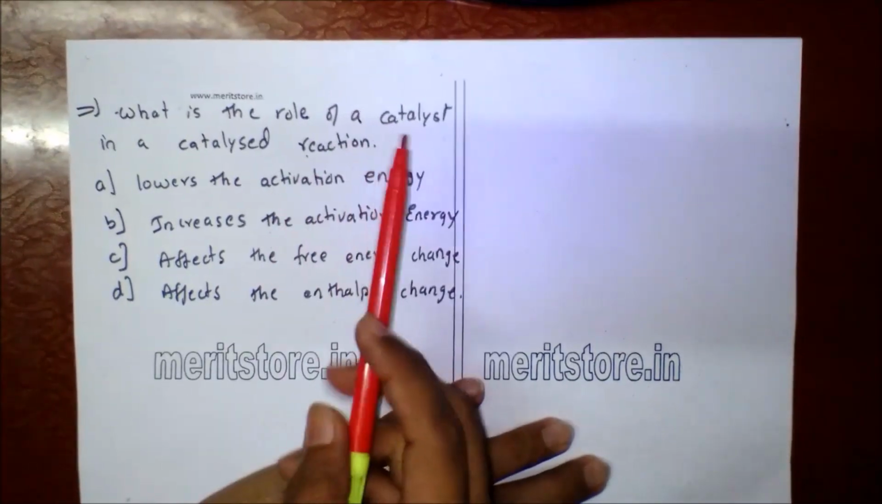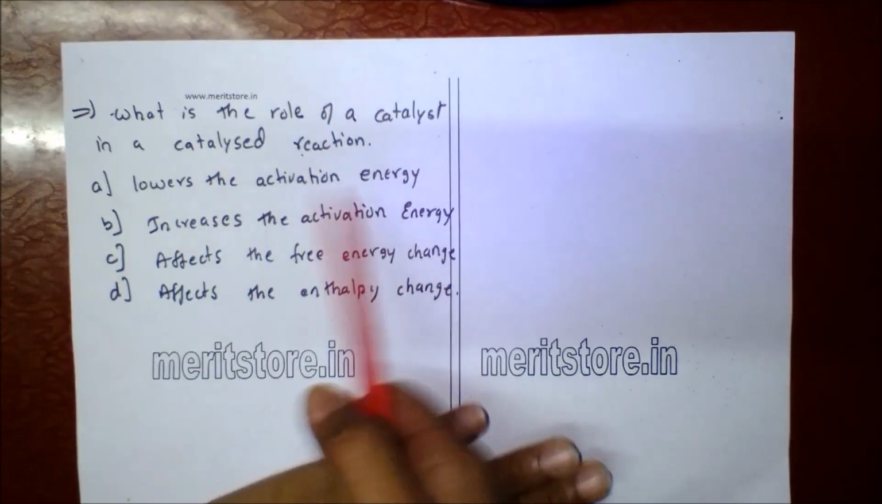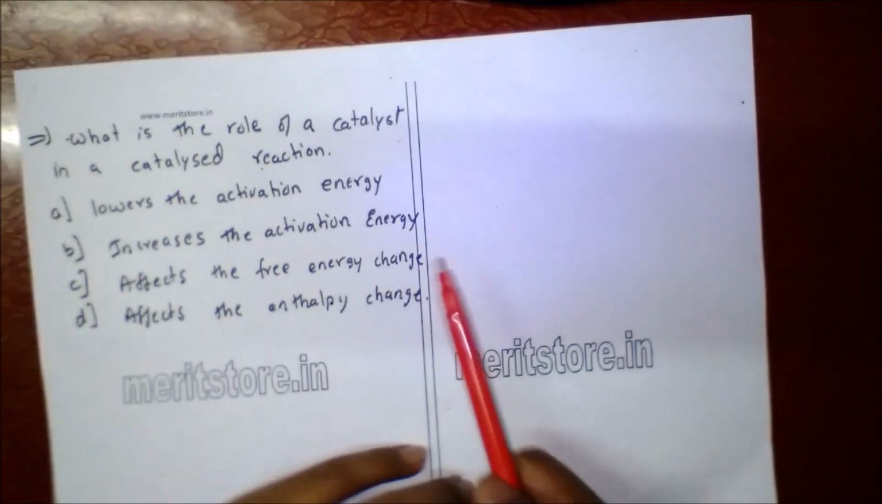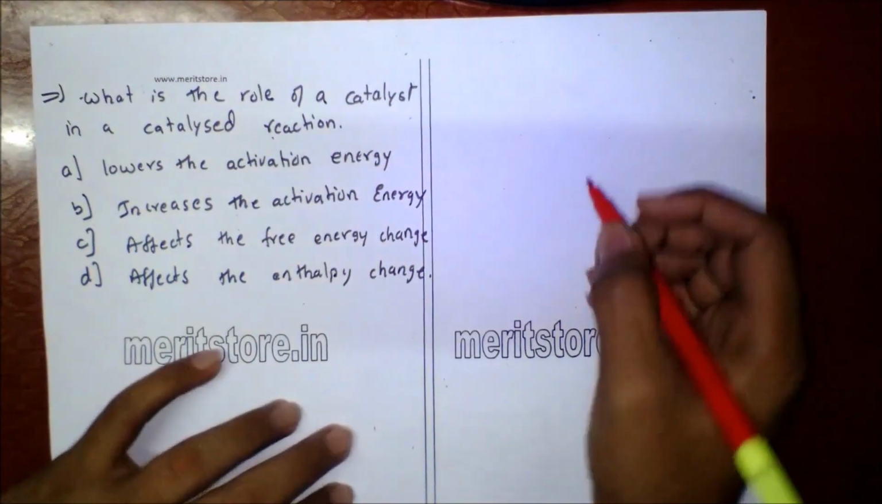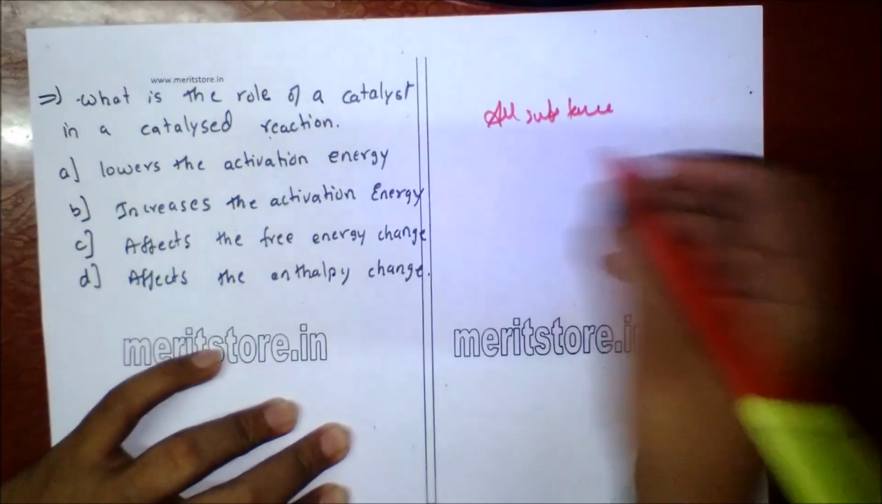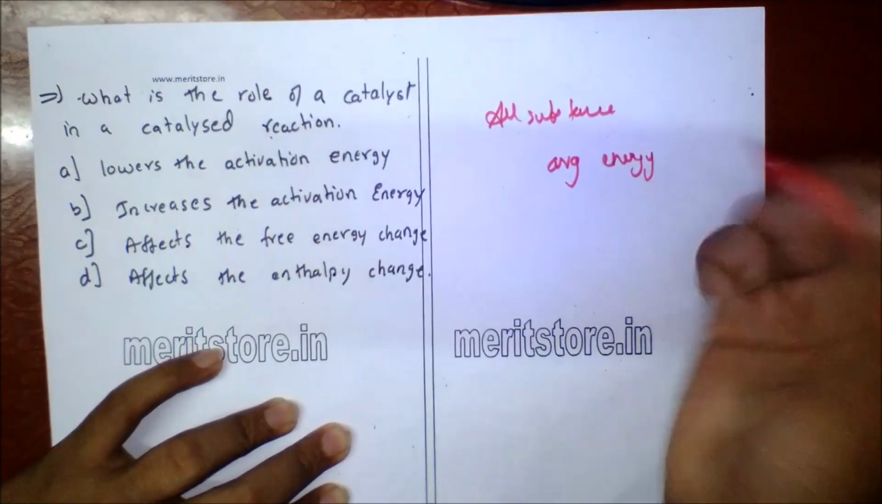What is the role of a catalyst in a catalyzed reaction? A. Lowers the activation energy. B. Increases the activation energy. C. Affects the free energy change. And D. Affects the enthalpy change. Now, we know that all substances have some average energy which is already there in them.